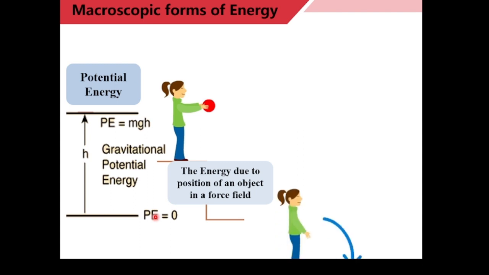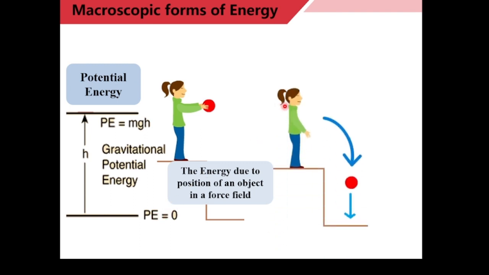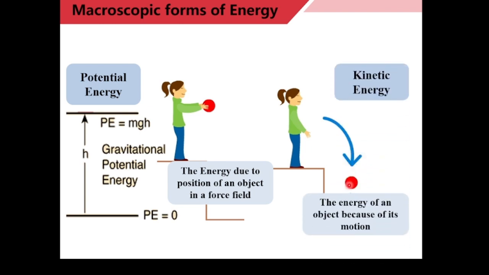Now let's suppose you have dropped this ball, and it starts moving, so its potential energy is converted into kinetic energy. So what is kinetic energy? The energy of an object because of its motion. As the ball is moving, the energy it has is called its kinetic energy. How can we calculate the kinetic energy? You are all familiar with this formula: 1/2 mv squared.